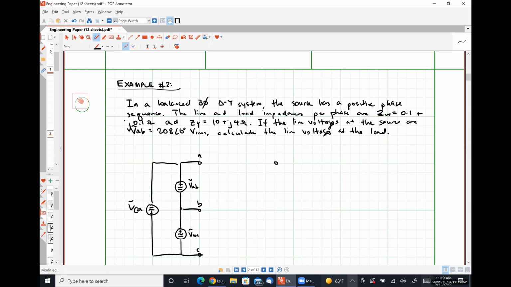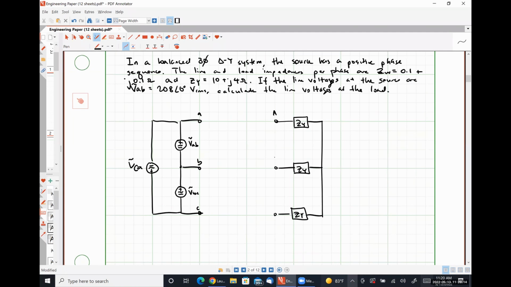On my load side, I have a Y connected load. Here's ZY, ZY, ZY. Terminal capital A, capital B, and capital C. And then finally here, connecting my source to my load is my transmission line network.